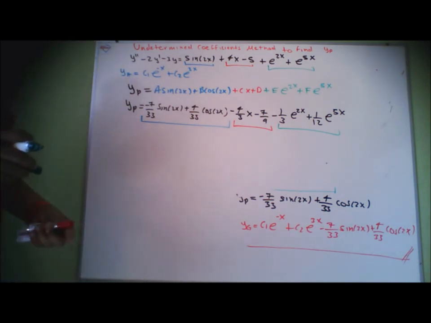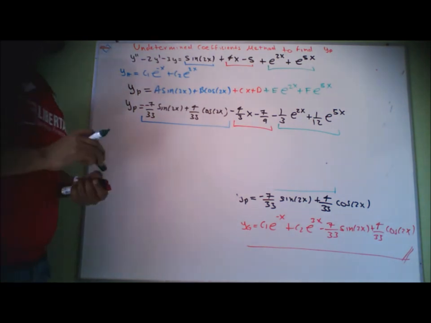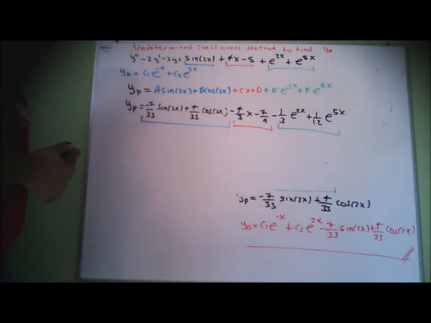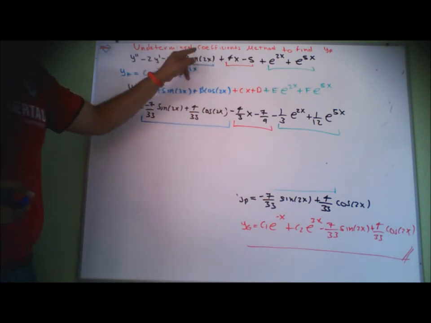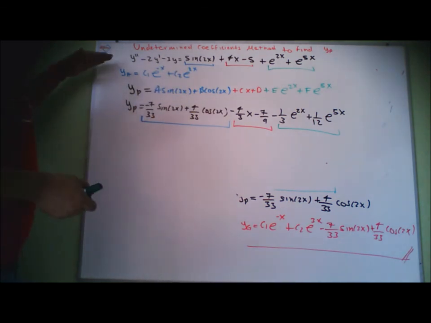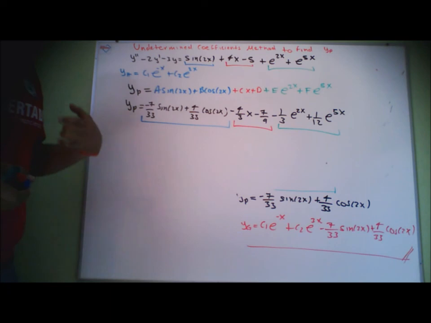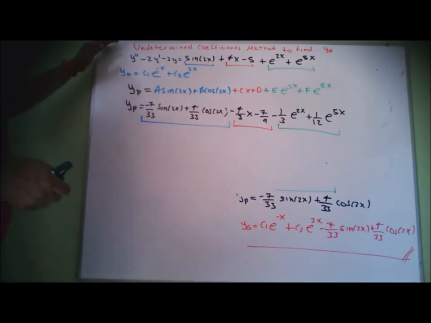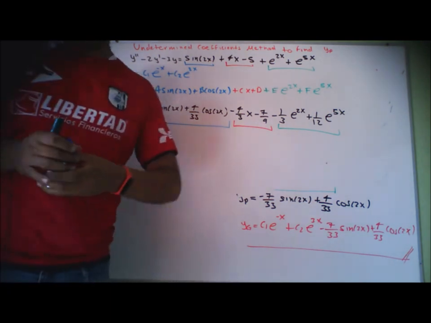Okay, now in the next video we are going to cover what to do when you have a combination of the sine and the cosine, sine and polynomial, sine and exponential, and so on. I'm just going to make a table of examples on how to propose a particular solution. I'm not going to solve it, just making the examples.